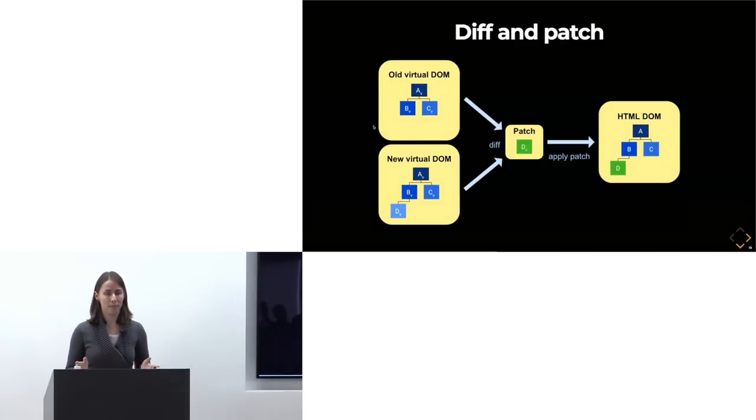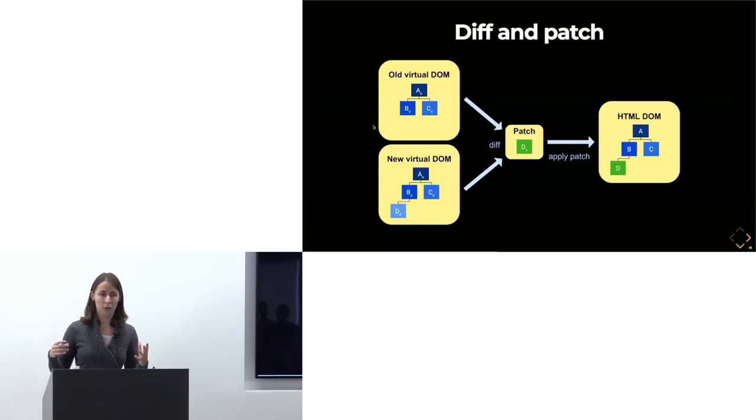So here's the idea. Let's say that my DOM right now has three nodes, A, B, and C, and we see that on the right of this diagram. And let's say that we have this virtual copy, this virtual DOM, of the current state of our DOM, which is labeled old virtual DOM at the top left. So now, let's say I want to change my DOM to actually have four nodes, A, B, C, and D.